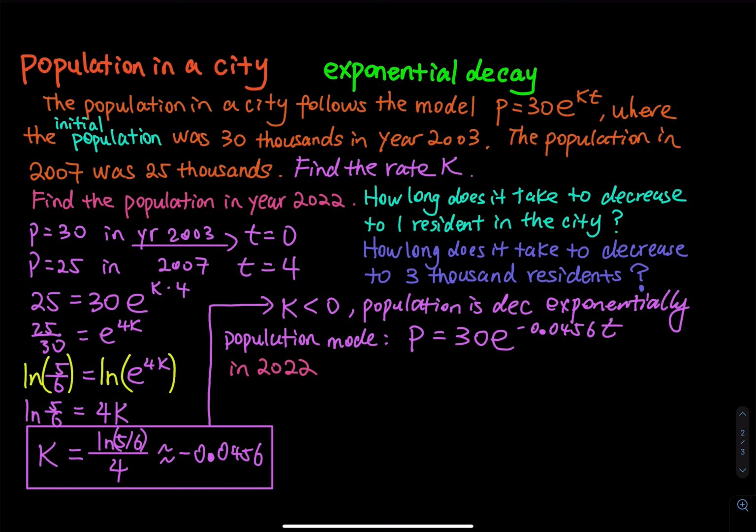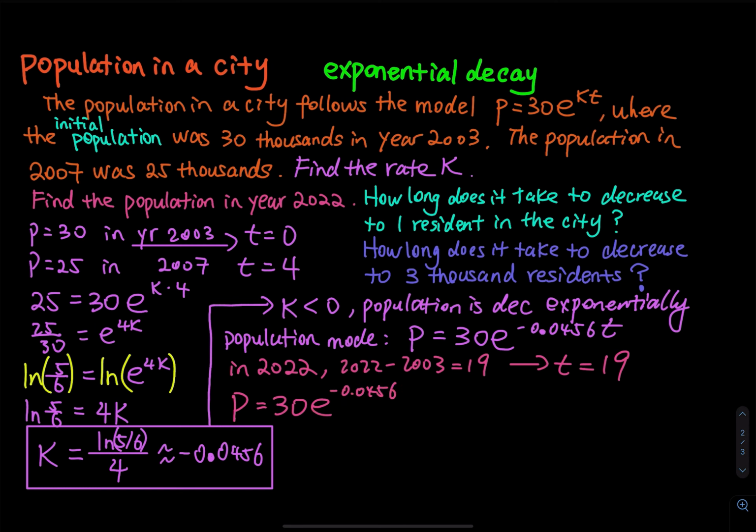In 2022, so 2022 minus 2003 is equal to 19, right? That is 19 years after the initial year. That tells me that the time is equal to 19. Do not plug in 2022 into the population model. So P is equal to 30 e to the negative 0.0456 times 19. Then you do this in one line.